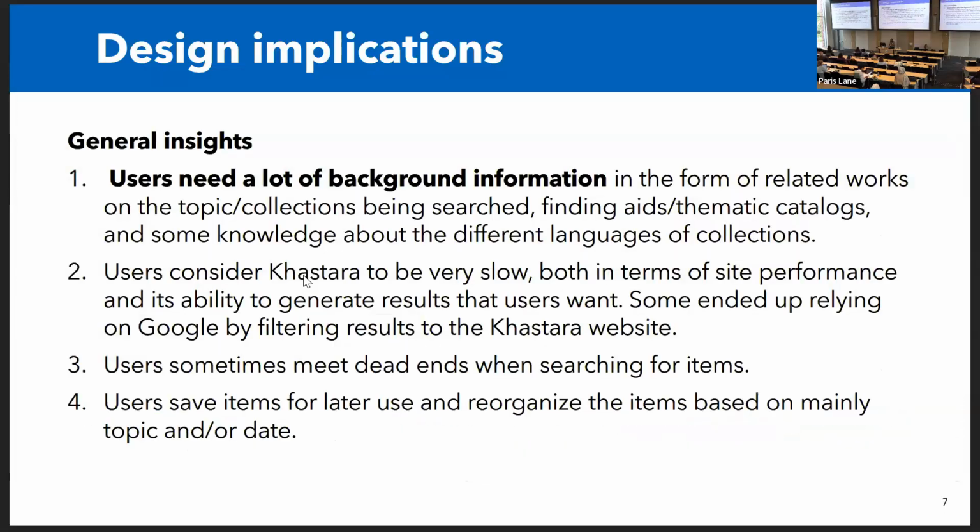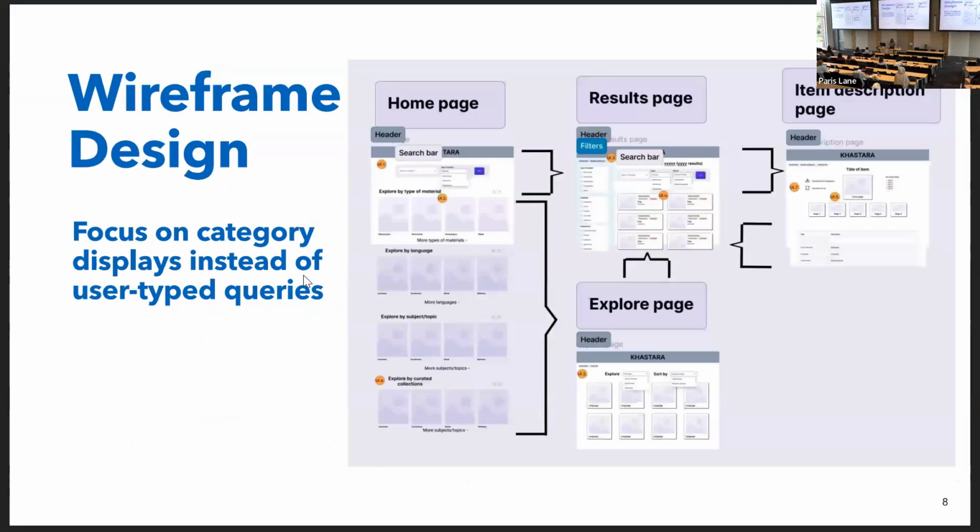So basically, in terms of general insights, I found that most importantly, users need a lot of background information about search topics, including related works, finding aids, and languages of collections that are available on Khastara. The study results suggest that Khastara's user interface should enable users to explore items through category displays instead of relying on user-typed queries.